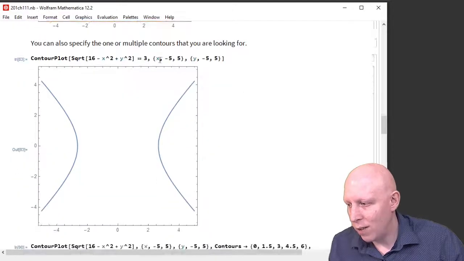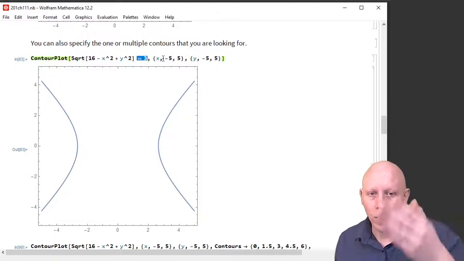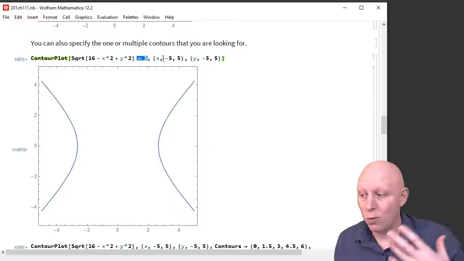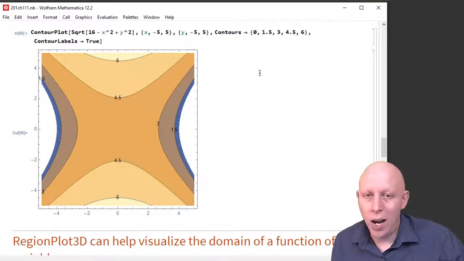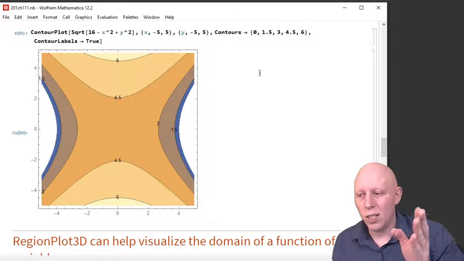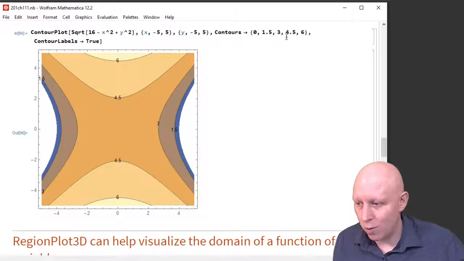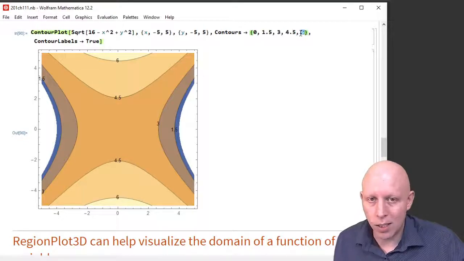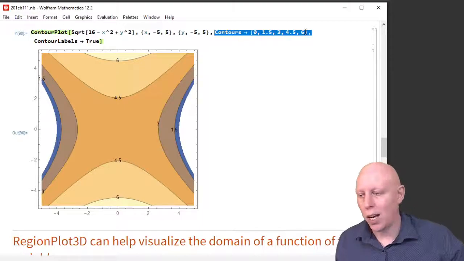If you want to specify one particular contour, you can use ContourPlot where you just say, I want this square root to be equal to 3. Then this gives exactly that curve where it's equal to 3. And if you have a set of contours that you want specifically, for example, if I wanted the contours at 1.5, 3, 4.5, and 6, you can also specify those for Mathematica, and it will give you exactly those things.